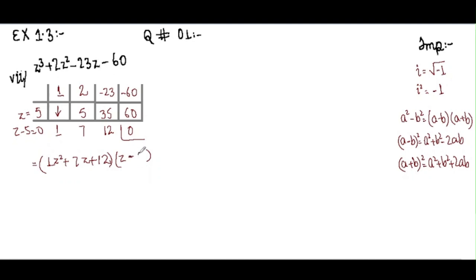Z minus 5. So now we have to factorize this term. So this one is z minus 5. Now z minus 5 will be written as it is through till the end of the question. So z minus 5 into z square plus 7z plus 12. Now we are going to do midterm breaking of this factor. So z minus 5 into z square plus 4z plus 3z plus 12.